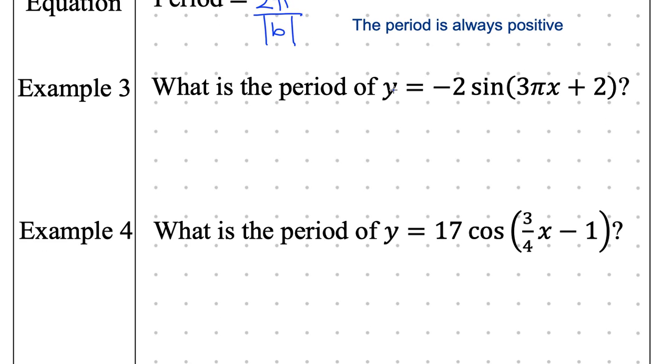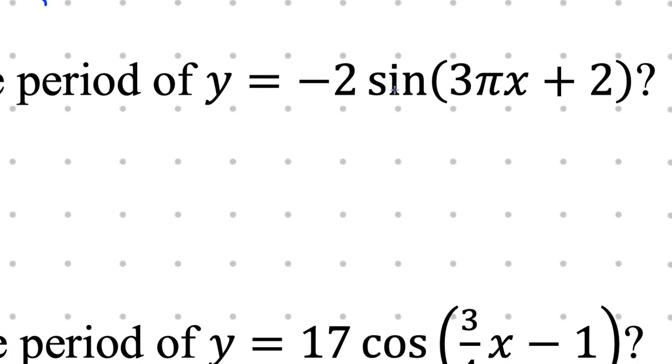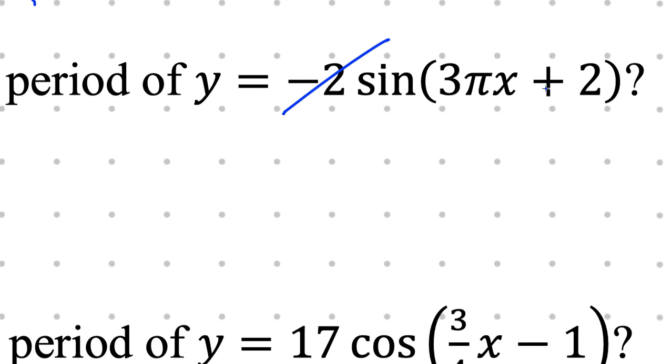So, from an equation, ignore everything that we don't care about. We don't care about this -2. We don't care about that +2. We don't care about the fact that it's sine, really. We only care about the fact that there's a 3 pi in front of that x.